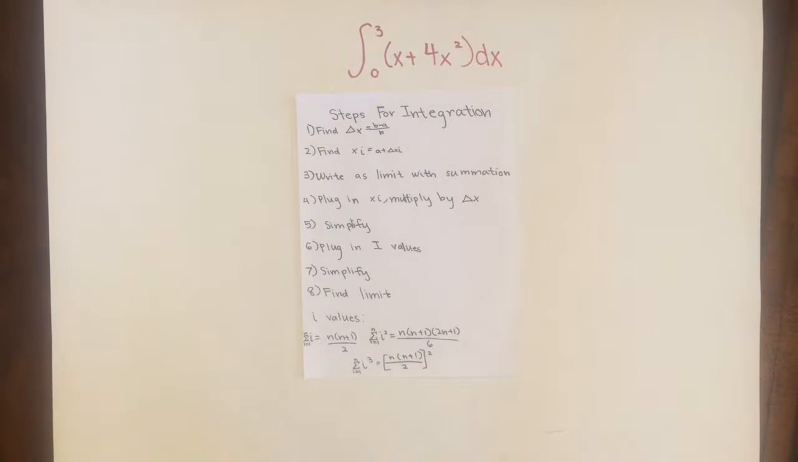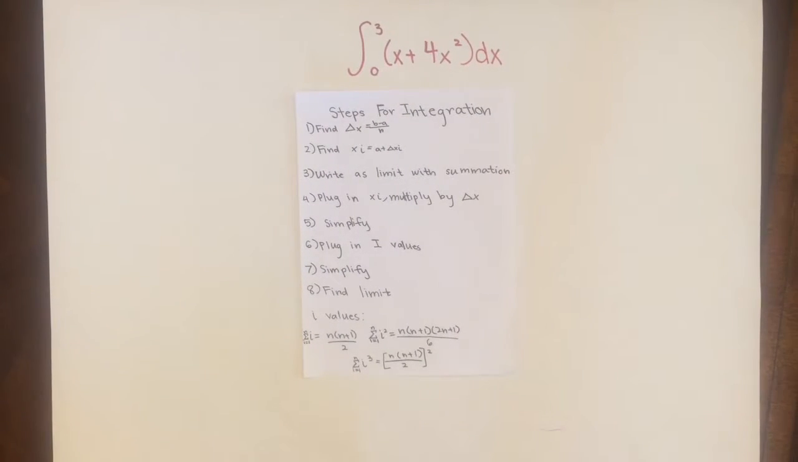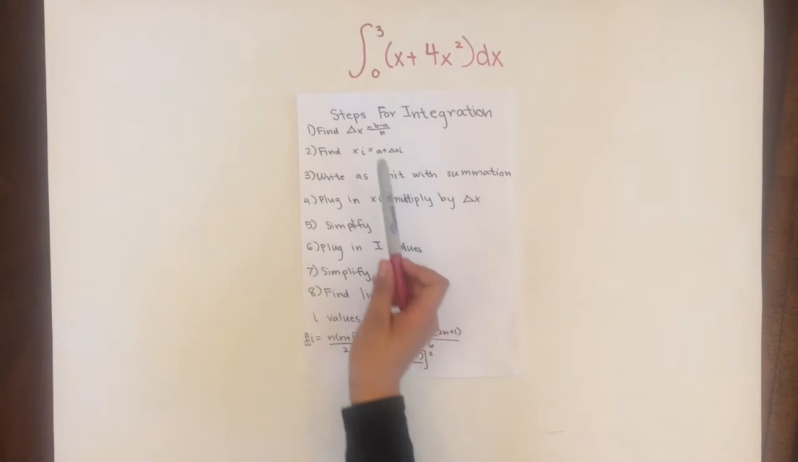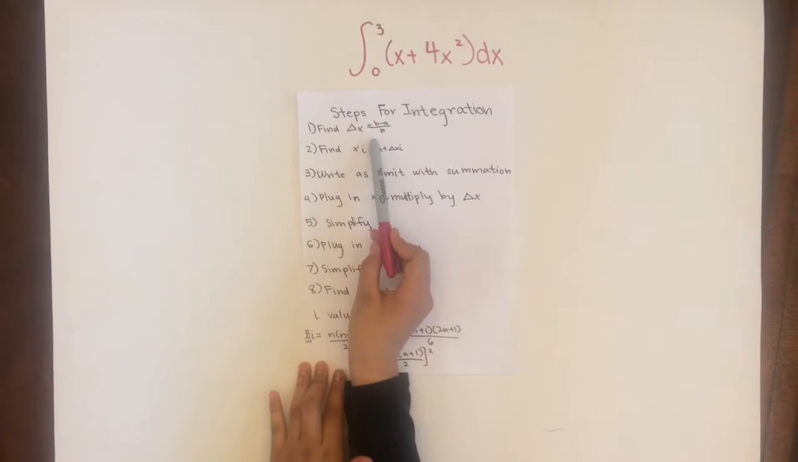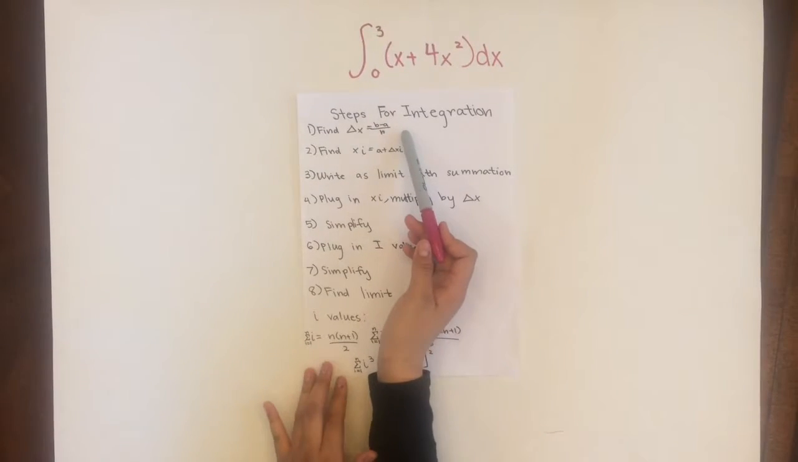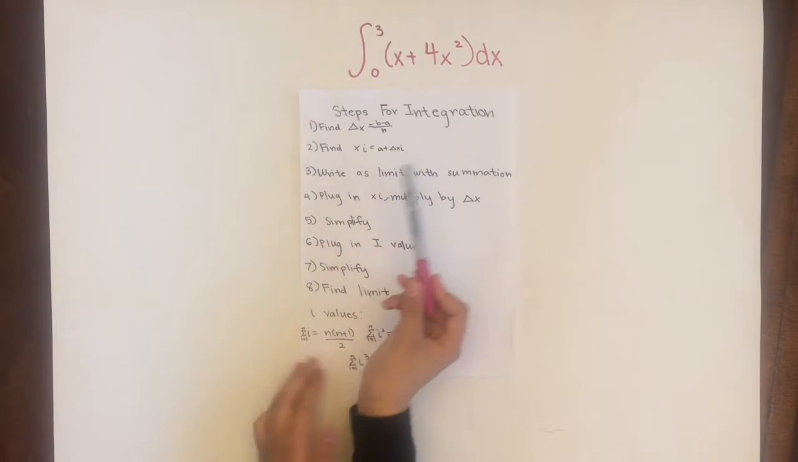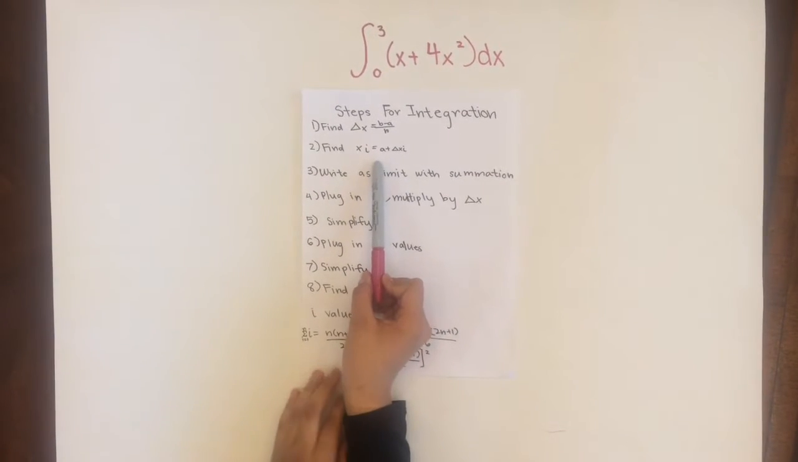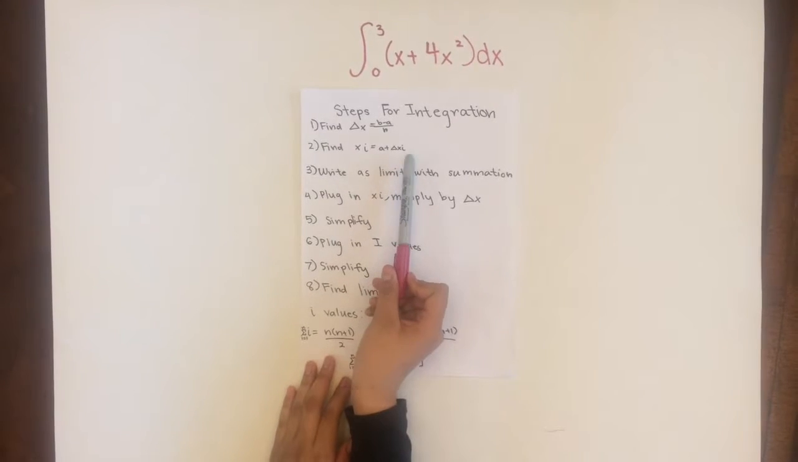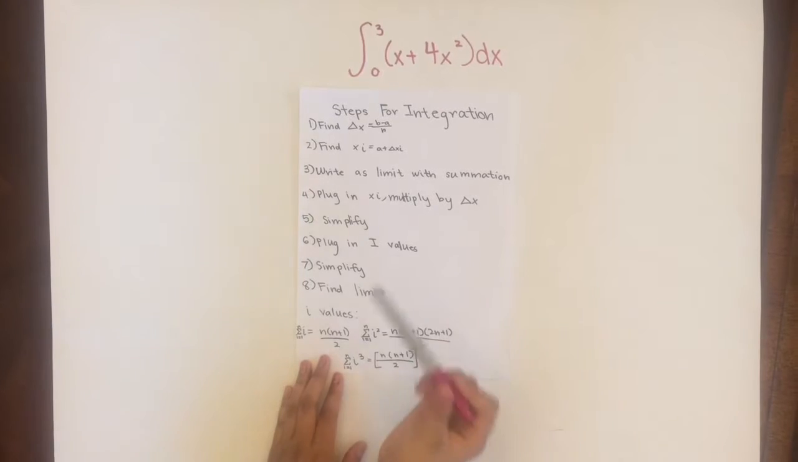Hi everyone, so today I will be teaching you guys how to integrate this function with limits, and here are the steps for integration. The first step is to find delta x, which equals b minus a over n, and in our case it would be b minus a over n. Then the second step is to find xi, which equals a plus delta x times i. And I will show you guys how to do that in a few moments.